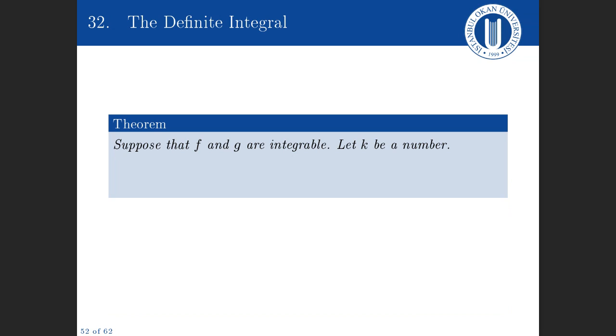Theorems. Let's suppose we've got two functions which are integrable, and let's suppose we've got a number called k. I want to run through some properties of definite integrals. First one is more of a definition than a theorem. We can swap the limits of integration. Instead of a on the top and b on the bottom, we can swap them around to have b on the top and a on the bottom, as long as we add a minus sign in the front.